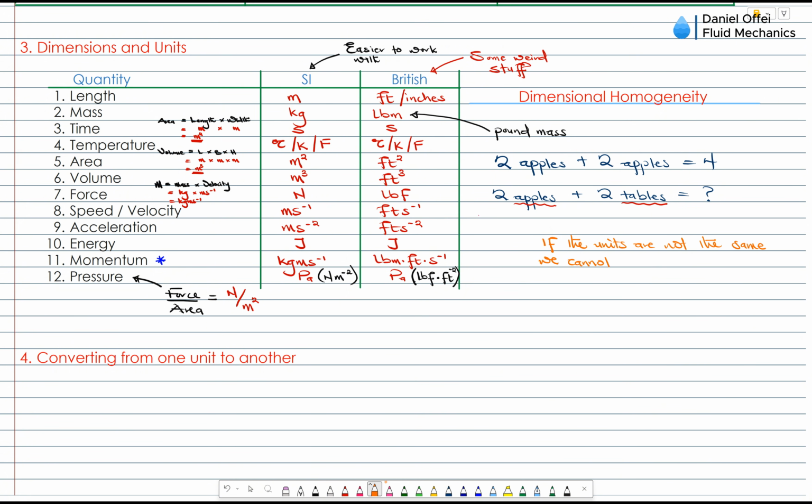Sometimes we will have units in kilo and other units in the normal unit system. For instance, we can have kilopascal and pascal. We should be very careful in how we approach some of these units.